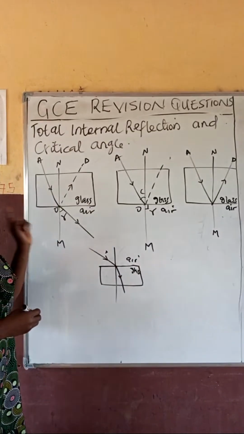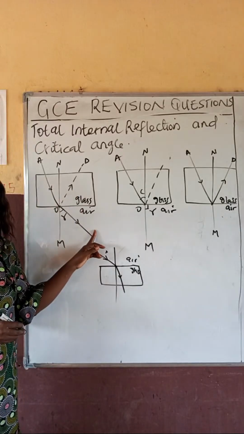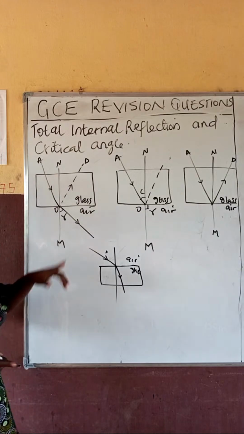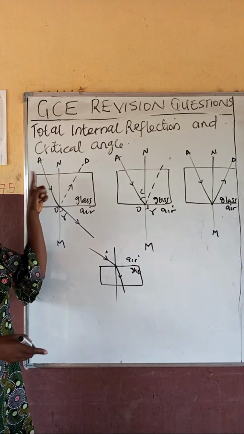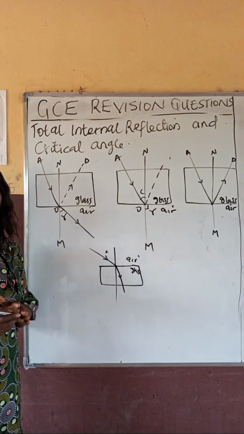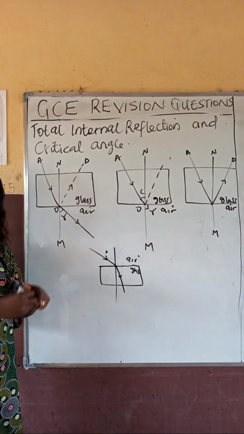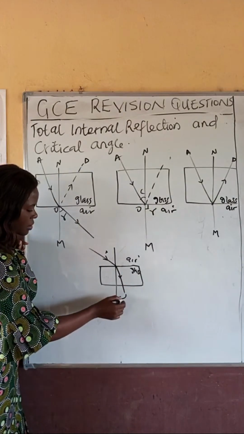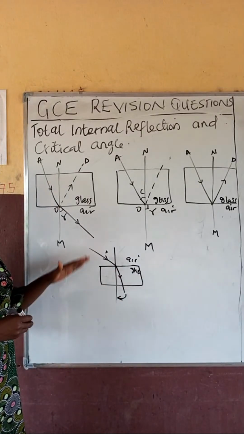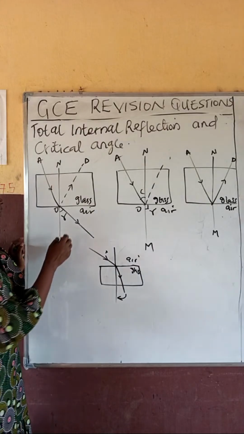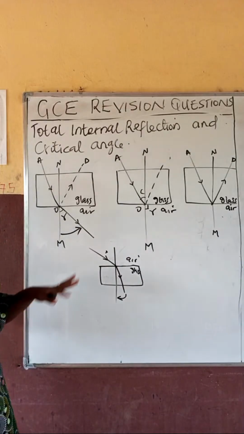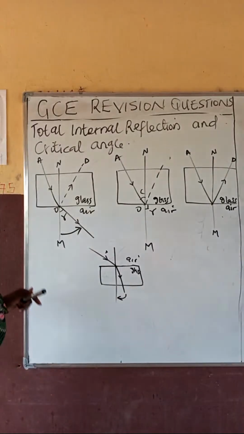Okay? But if light travels from glass to what? Air. Which one is denser? Glass is denser. So if light travels from glass to air, it's going to move what? Away from the normal. But in the previous one, the light moves towards the normal, that is this way. Okay? Because glass is denser. But coming to this one, the light will move away from the normal, that is this way. Is that clear? Okay, so let me proceed with my explanation.